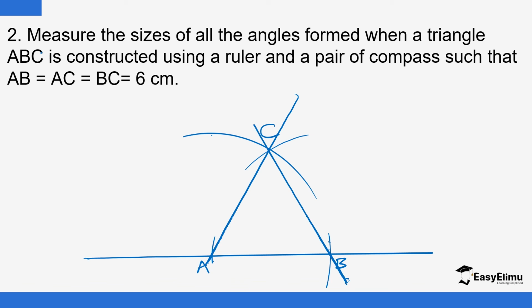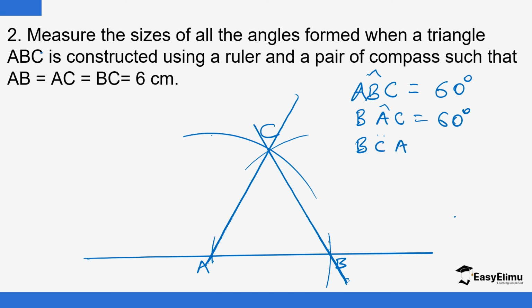That way, the angle ABC equals 60 degrees. BAC equals 60 degrees. And BCA equals 60 degrees. Being an equilateral triangle, we expect all the angles to be the same. So you measure that, and these are the answers that we are getting: 60 degrees, 60 degrees, 60 degrees.